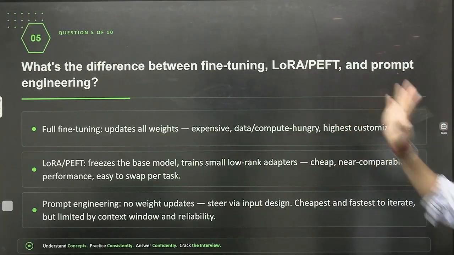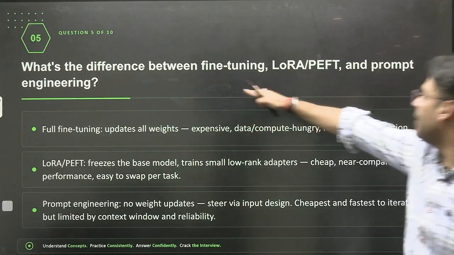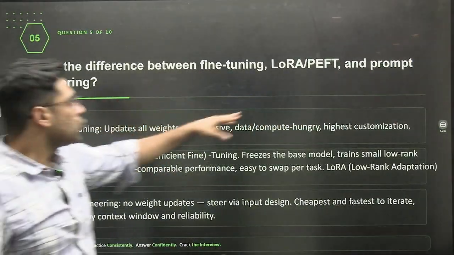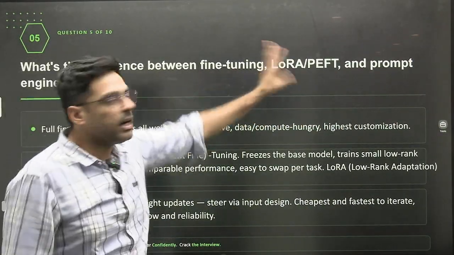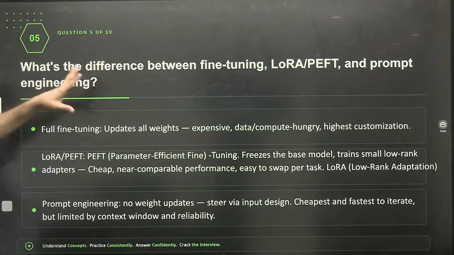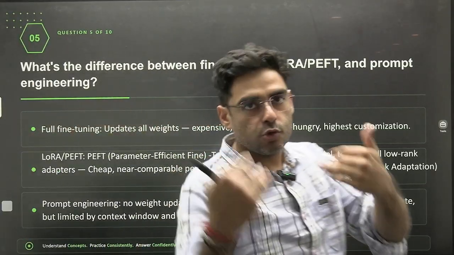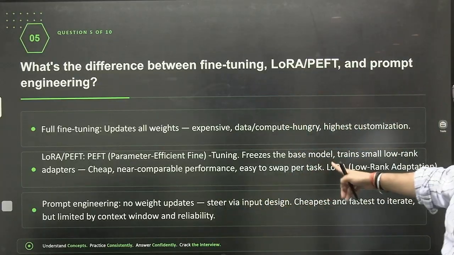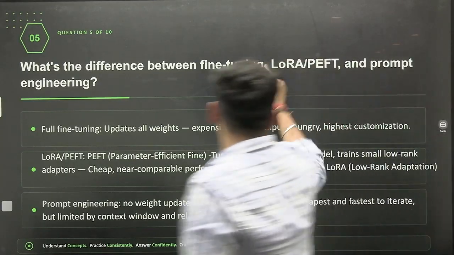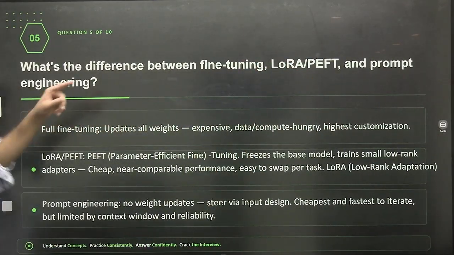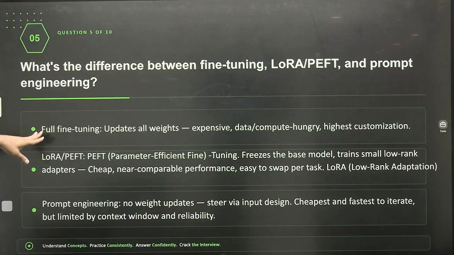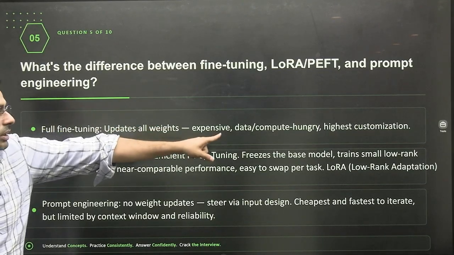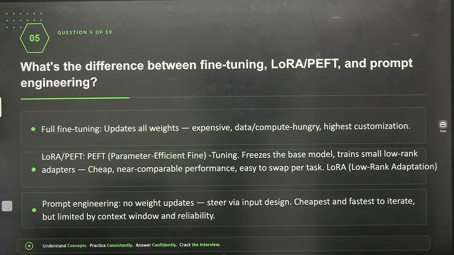Then the fifth highly asked question is: what is the difference between fine tuning, LoRA, PEFT, and prompt engineering? Firstly, you should understand LoRA, that is low rank adaptation. You should know the full forms of certain words and also their meaning. Then PEFT, that is parameter efficient fine tuning. Now the difference: if you see carefully, fine tuning updates all the weights. It is expensive, data and compute hungry, and offers high customization.